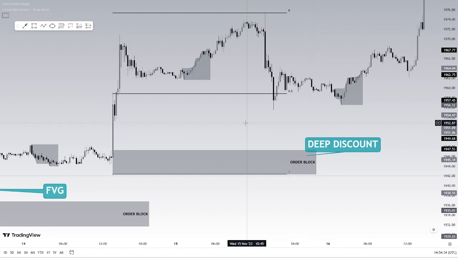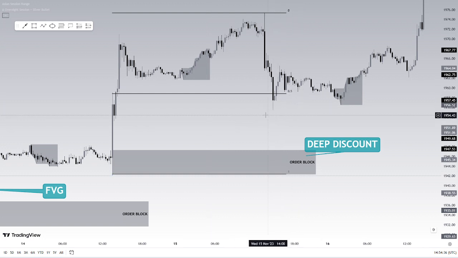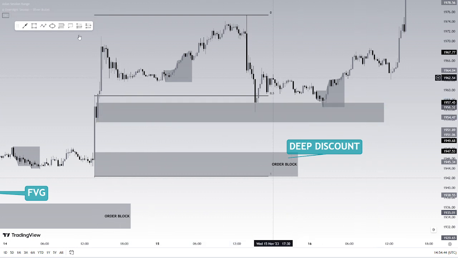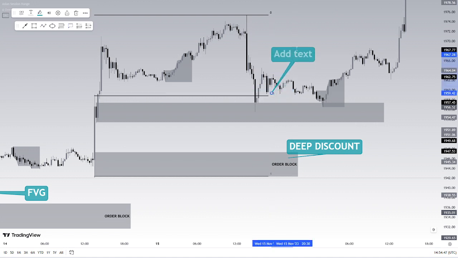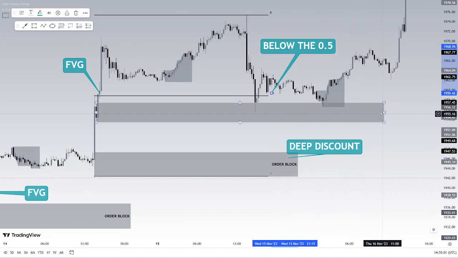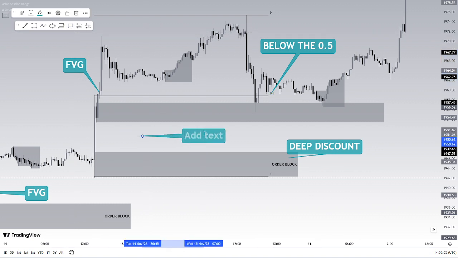Okay. Now our second order block is going to be just below the 0.5 level in this region over here. Now what makes this an order block? Because we see it in the discount, below the 0.5 level, which is over here. Below the 0.5 level, and it left a clear fair value gap. But the important thing to understand from this video is that we see price trading below the 0.5 level, so it's in the discount, and this is the discount zone.